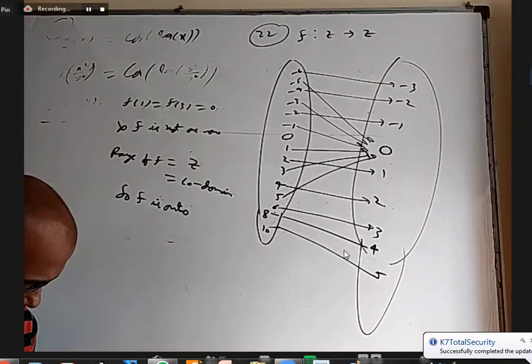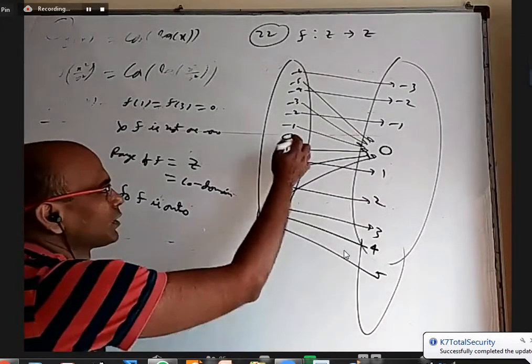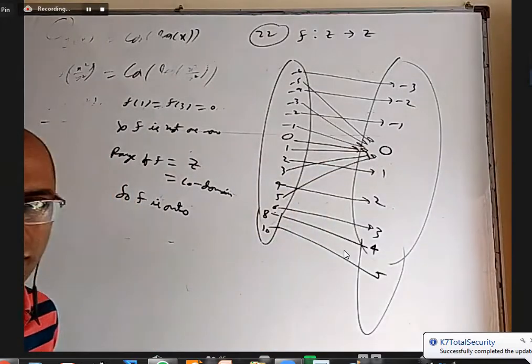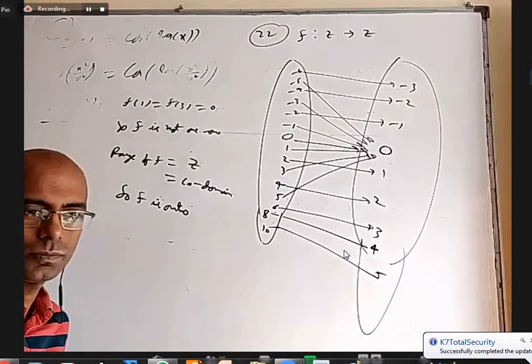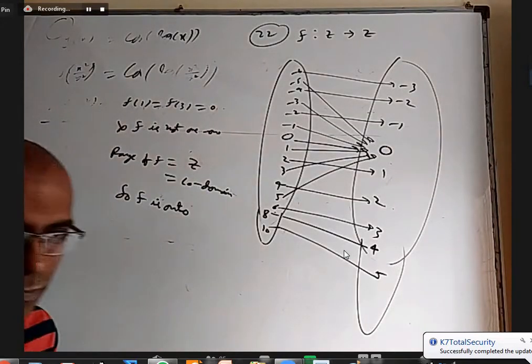Sir, the 0 is left in the domain, no, sir? No, 0 is also connected to 0. I did not write it, sorry. 0 is also even, and 0 by 2 is 0. Yes, sir. Okay, sir. If 0 is left, it is not even a function. It is only a relation.